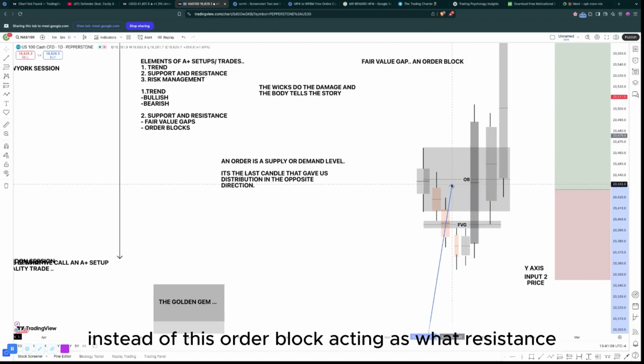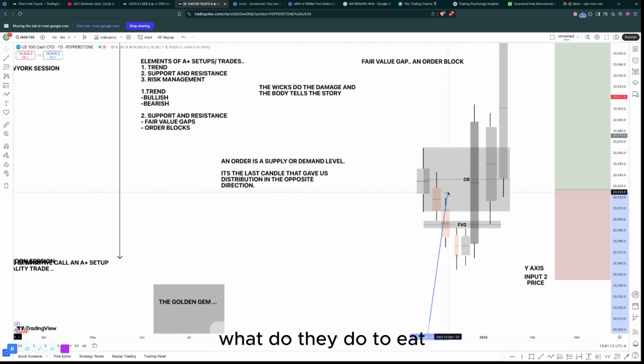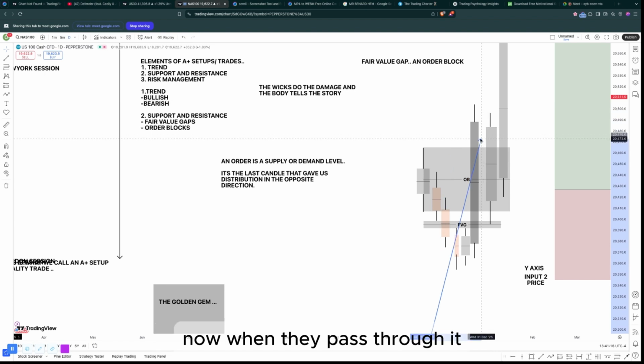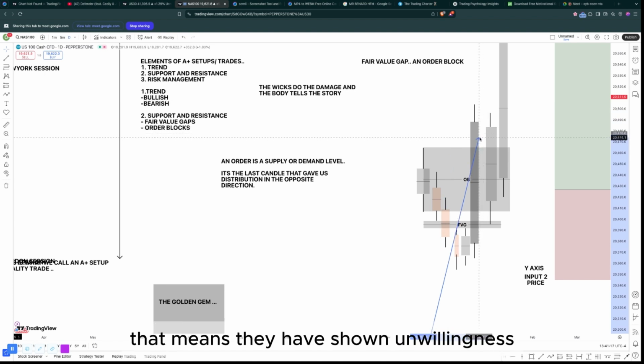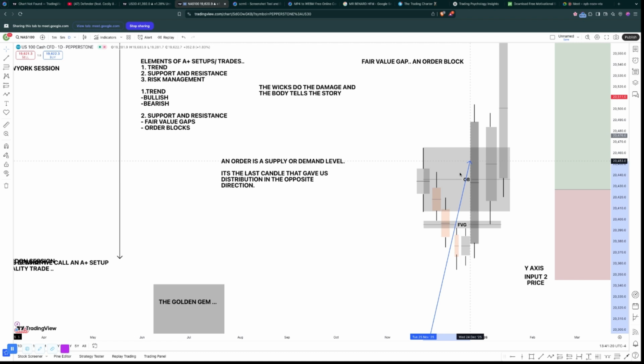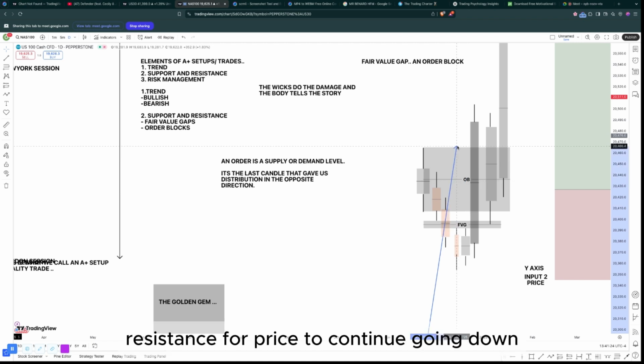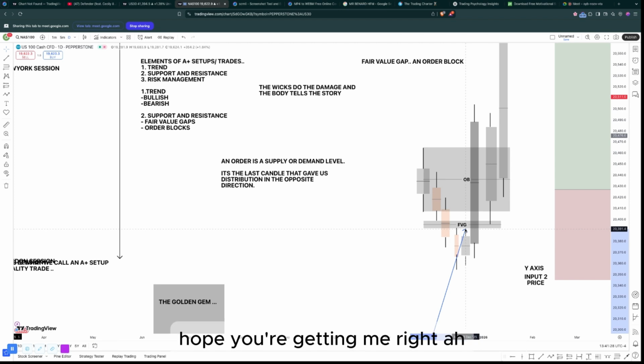Instead of this order block acting as what? Resistance. What do they do to it? They come and they pass through it. Now when they pass through it, that means they have shown unwillingness for this order block to act as what? Resistance, for price to continue going down. Hope you're getting me, right?